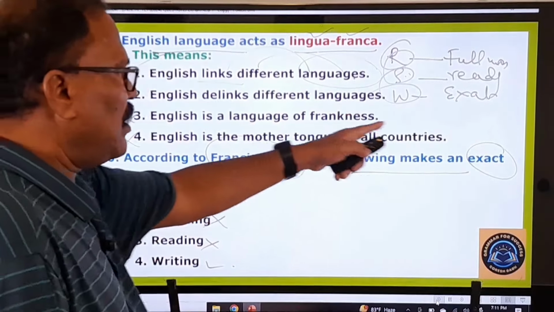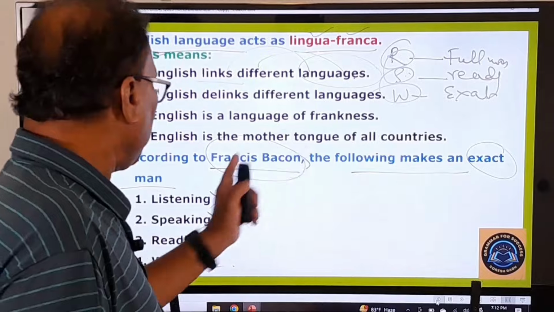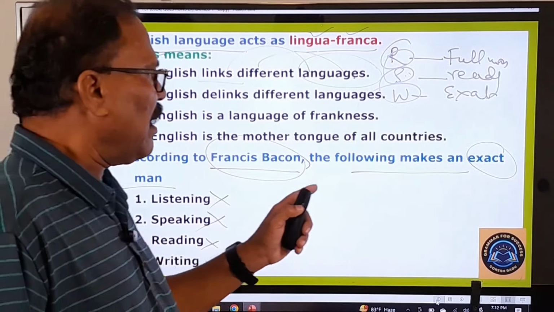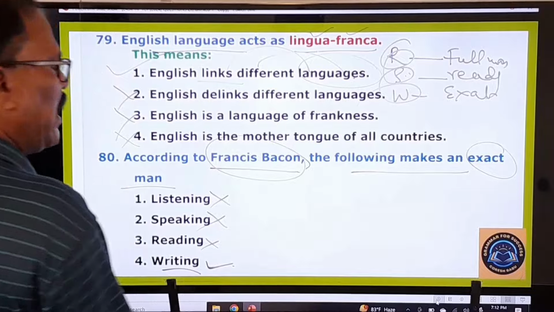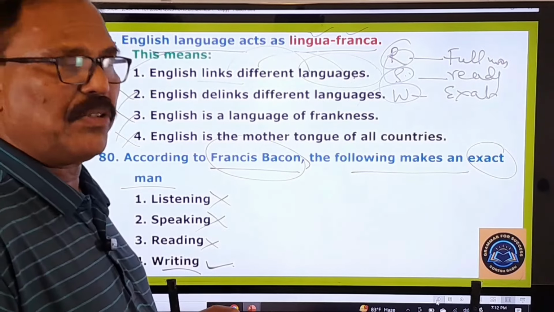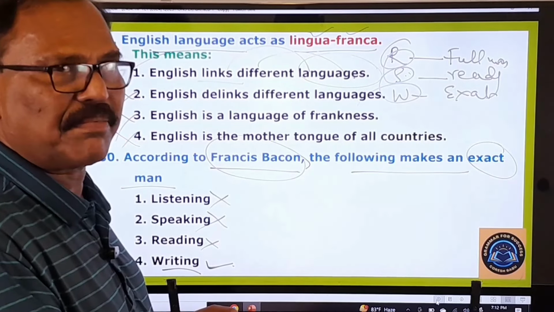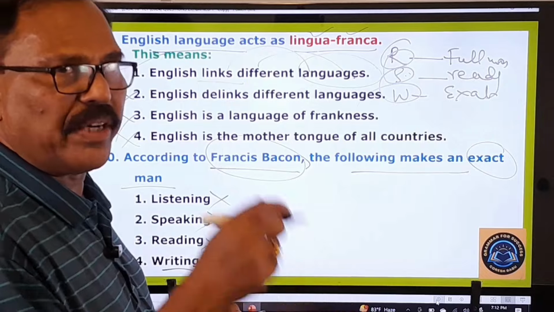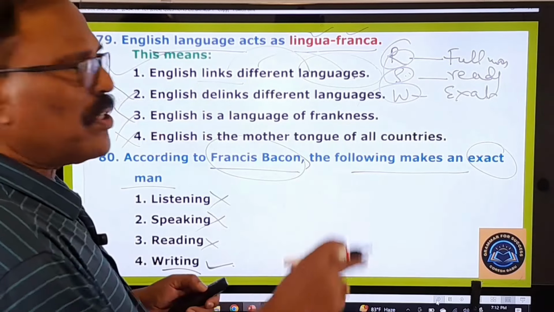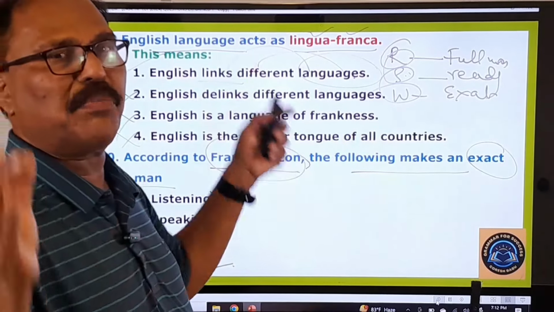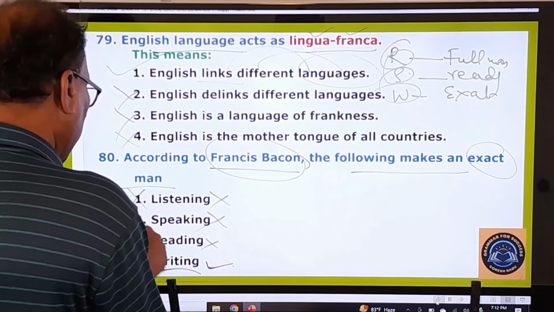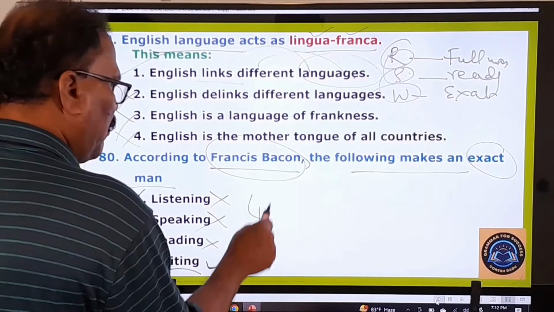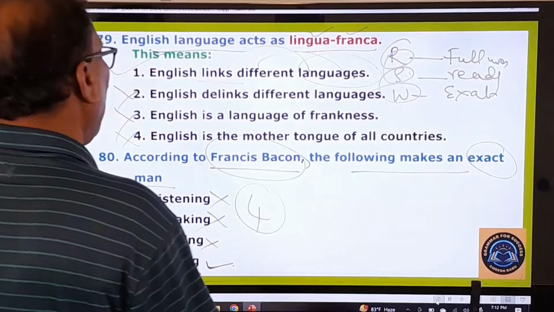So he's asking you about this, an exact man. How, according to Francis Bacon, is an exact man made? With the help of writing. Writing makes an exact man. Your writing means you are exact. Your speaking means you are a ready man. Your reading means you are a full man, because you read various books and you become full with knowledge. So here, the first one, second one, and third one are wrong. Only the fourth one is the right one. You go to other questions.